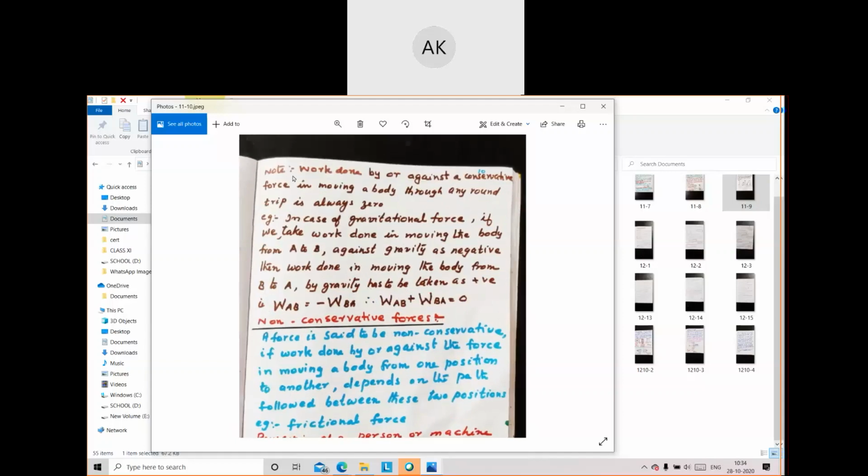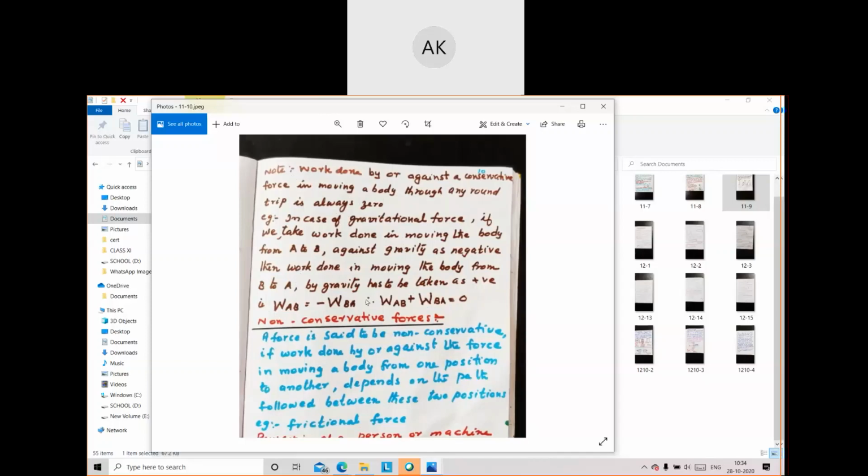Yes. Work done by or against the conservative force in moving a body through any round trip is always zero. That is another property of conservative force. Another property is this: work done by or against a conservative force in moving a body through any round trip is zero. For example, in the above example itself, work done to take the body from A to B.